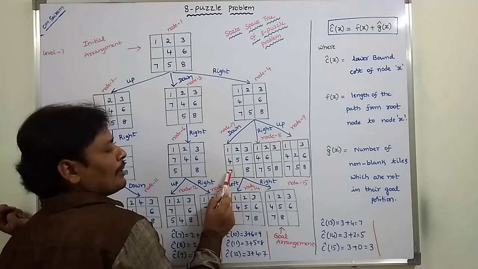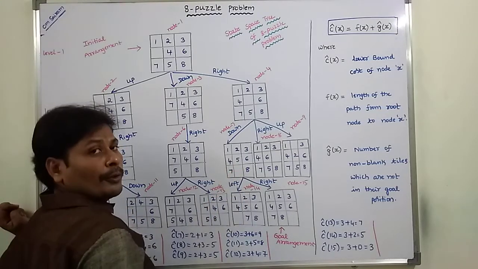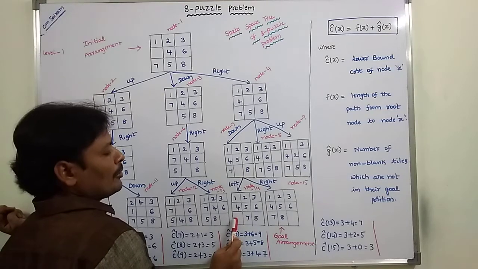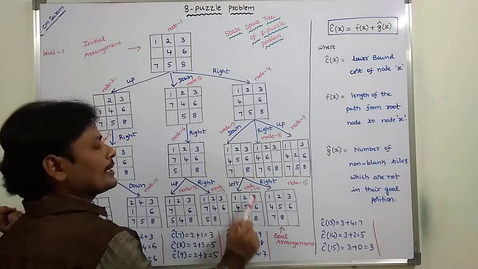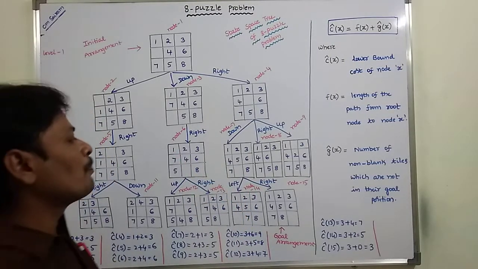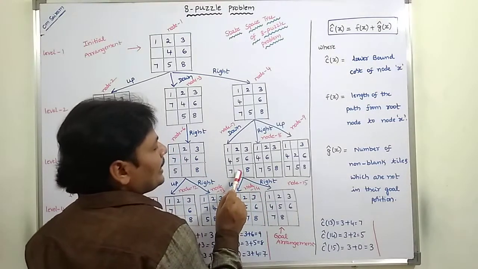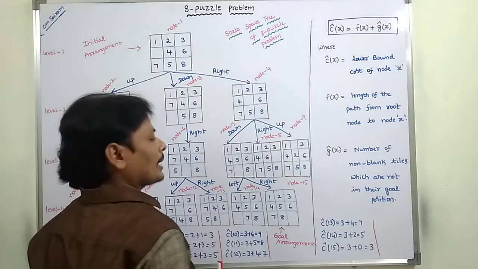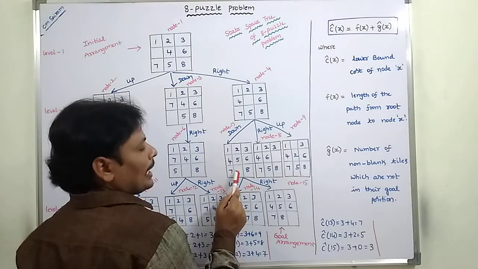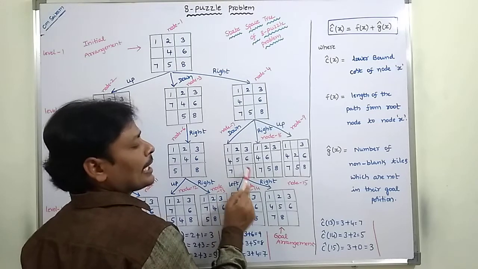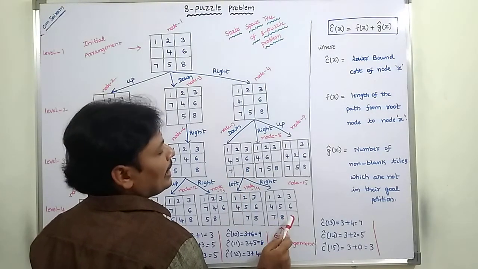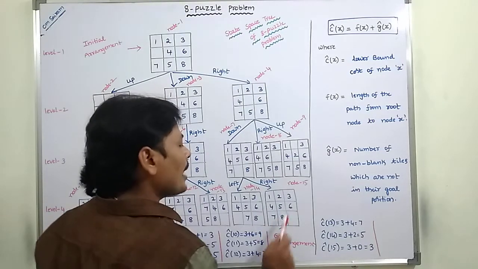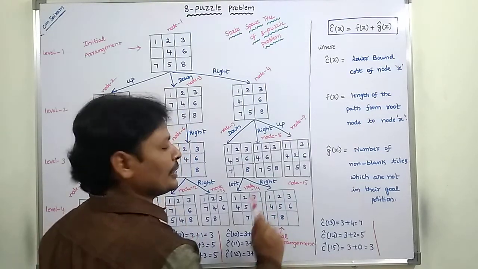Suppose the empty tile is moved to left direction. The empty tile can be moved to this place, and the seventh tile can be moved to this place. The remaining tiles cannot be changed. This is node 14. Next one, the empty tile can be moved to the right direction. The eighth tile can be moved to this place, and the empty tile can be moved to this place. Now this is the goal arrangement.